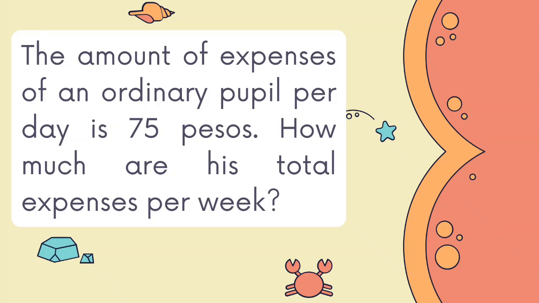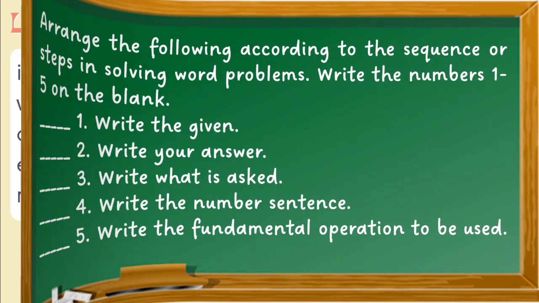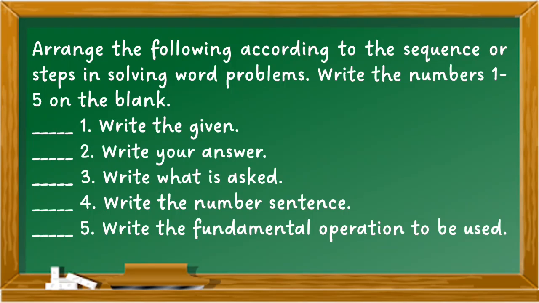Problem number 3 is in the recent choir competition, there were 60 participants. They were divided into 9 groups with 6 members each. How many participants were not accommodated? And for our last activity, I want you to arrange the following according to the sequence or steps in solving word problems. Write the numbers 1 to 5 on the blank.